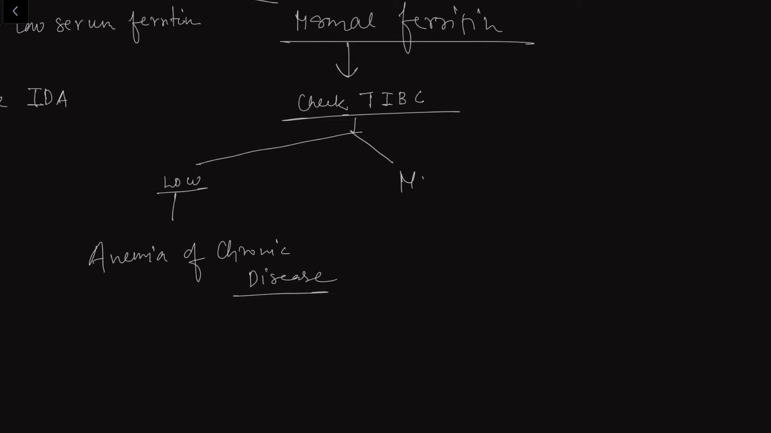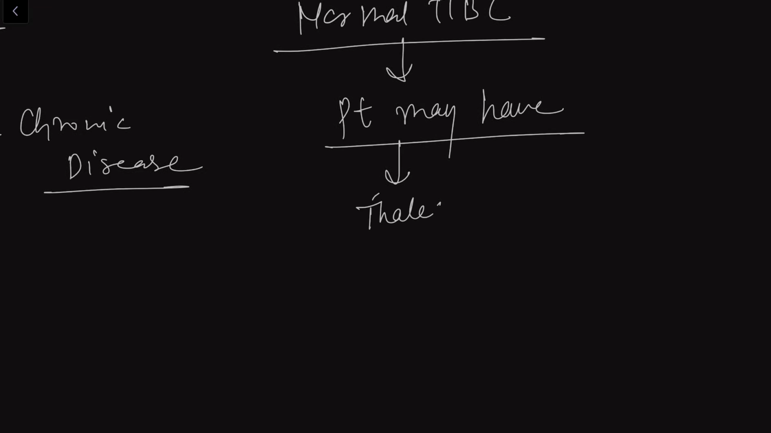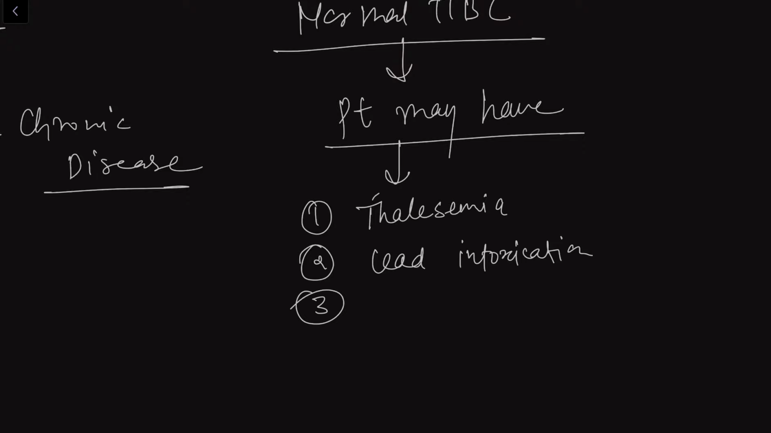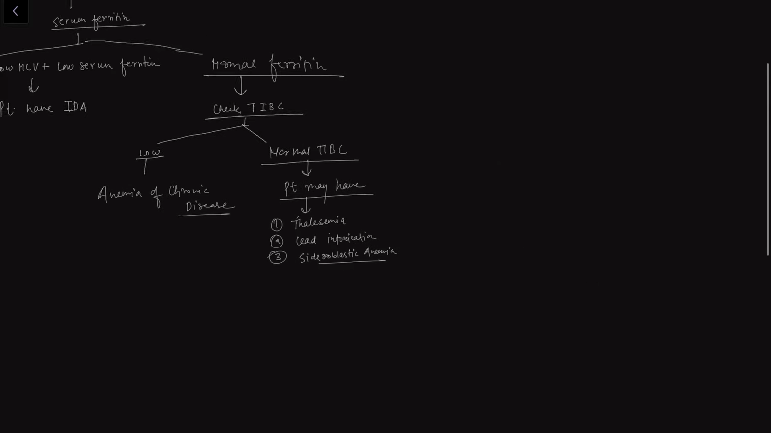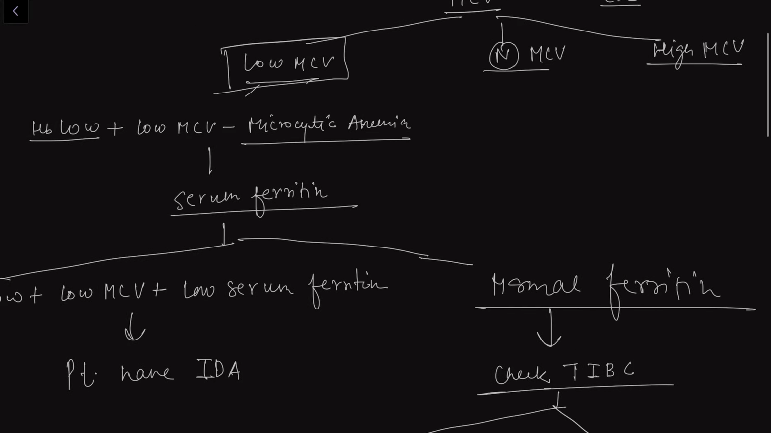And if total iron binding capacity is normal, then the patient may have thalassemia, lead intoxication, or, in rare cases, sideroblastic anemia. This is all for low MCV.